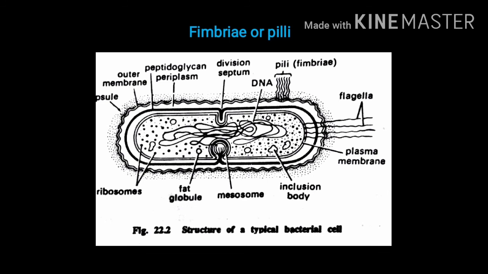After completing flagella, the next structure present in bacteria is the fimbriae, also called pili. They are very fine hair-like surface appendages found in gram-negative bacilli. These are shorter and thinner than flagella. That's why they are called pili.